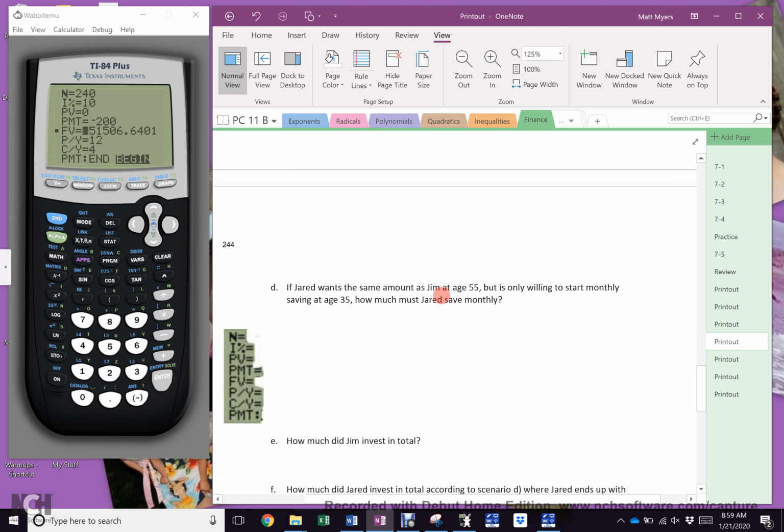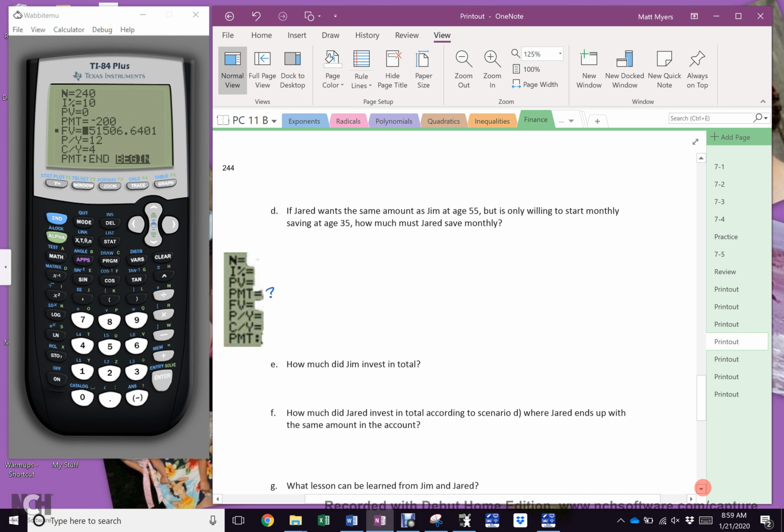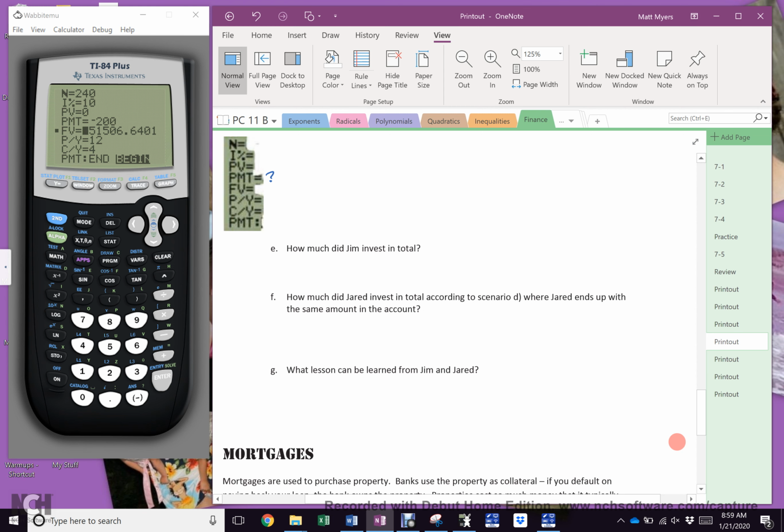If Jared wants the same amount as Jim, but wants to start at 35, what would change here? Our final value, right? The unknown is how much he has to start saving, so the payment would be the question mark, right? And then we could do the rest. Is everybody cool? All right.